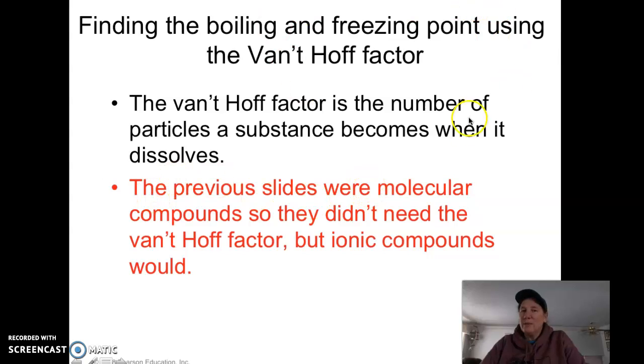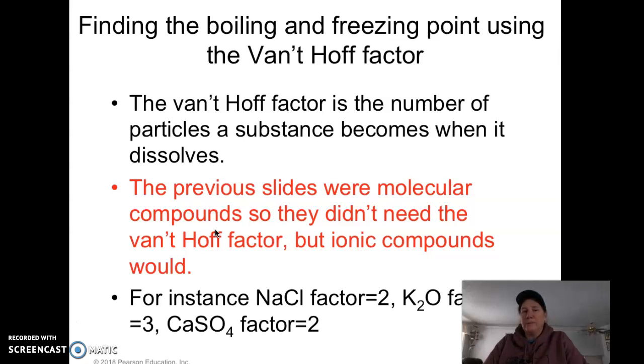So when we did the slides before, those were molecular compounds. You don't have to worry about that i in the formula because they only have one particle per unit. But when you have an ionic compound, you have at least two. You can have many. You have to look at the formula and then that'll tell you how many particles. So honestly, if you want to change boiling point and freezing point, vapor pressure and all that, it's better to use an ionic compound. Okay?